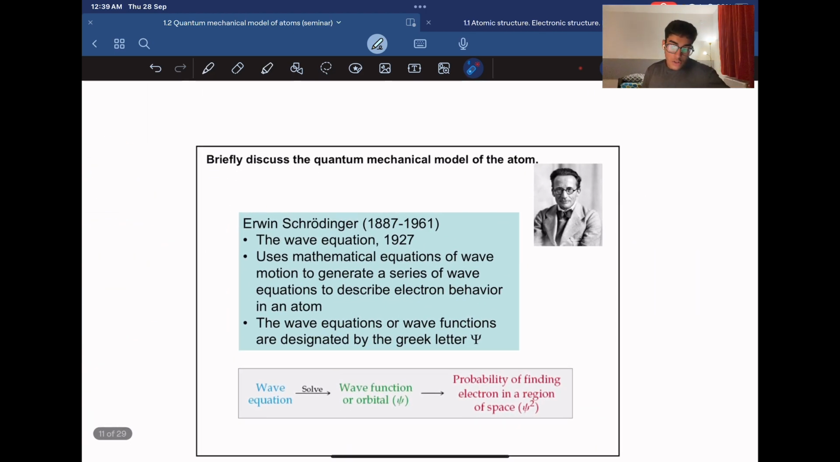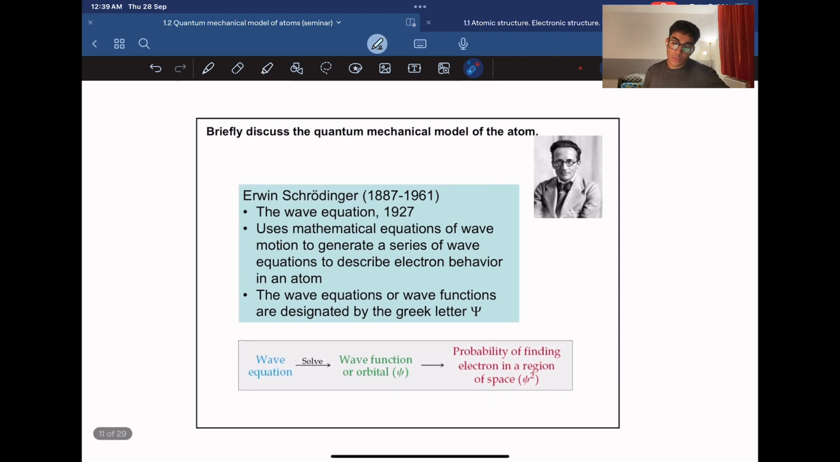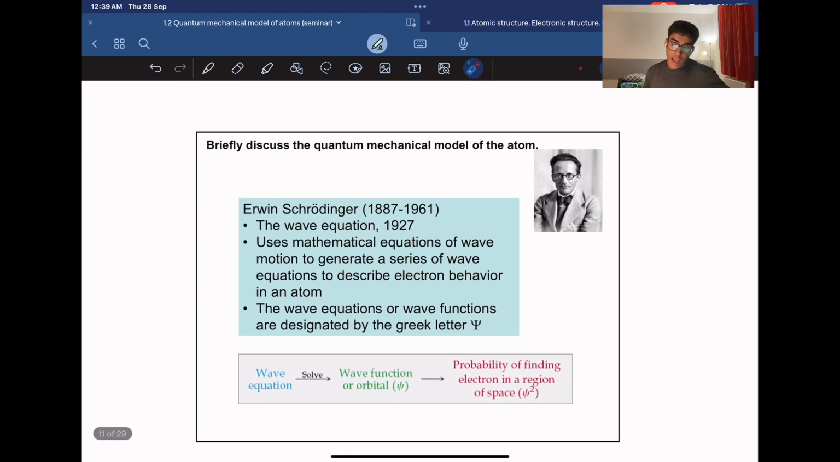Moving on, Erwin Schrödinger briefly discussed the quantum mechanical model of the atom. You can see it in the lecture slides, at the 10th slide or something like that. But what is it basically? The quantum mechanical model is the final model that we are using right now. It has come after centuries and centuries of experimentation.